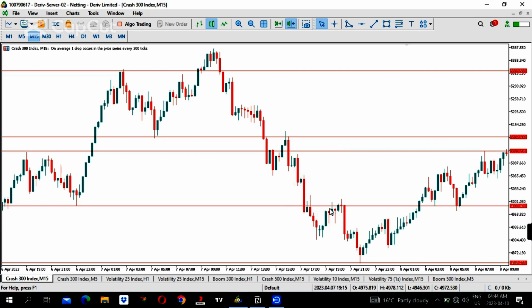So a broken support acts as a resistance. We also have this support level right here, and it doesn't get respected over here. It gets broken, and then this pullback to that support level is now acting as a resistance. After showing weak rejections over here, we went downwards. So that's what you look for. That's the best setup when trading support and resistance.